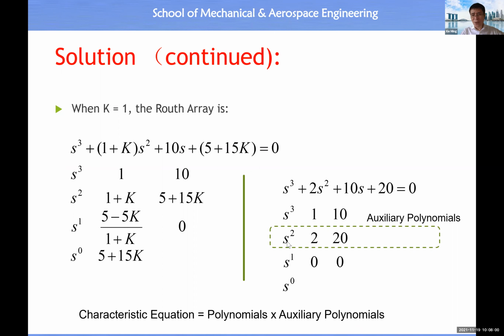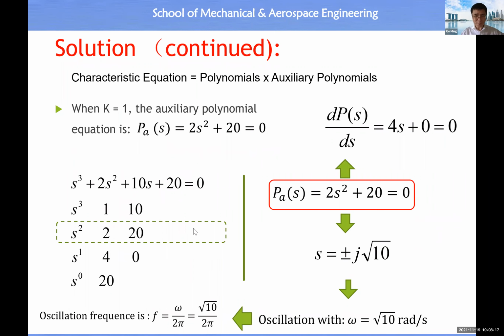And the second one: once you have an auxiliary polynomial, you compute the first order derivative of this auxiliary polynomial, then you get another polynomial. And then you use the new polynomial's coefficients to replace the 0, 0, then you continue, all right? So we proceed from this coefficient, which corresponds to the coefficient in front of S square, then the coefficient in front of S1, then the coefficient in front of S0. So you must consider this. Then the auxiliary polynomial is 2 times S square plus 20, for S square, S1, S0. Okay, so you get this one.